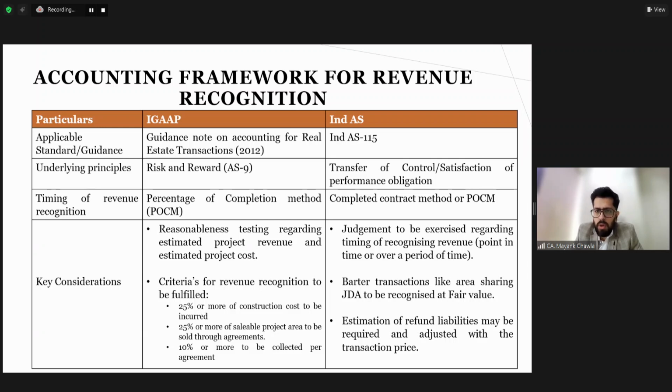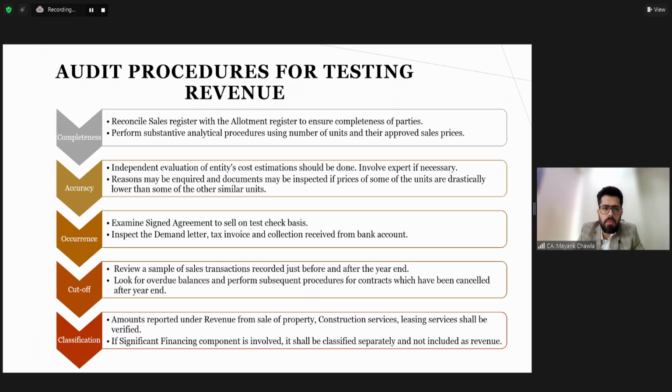So we need to have a thorough understanding of the financial reporting framework applicable to the developer, and then a thorough understanding of these standards and how we can apply them to that entity. Moving forward, let us understand what kind of audit procedures may be relevant while auditing revenue.